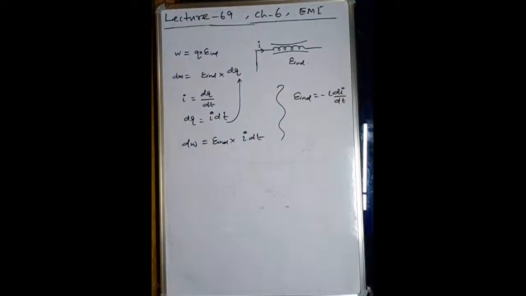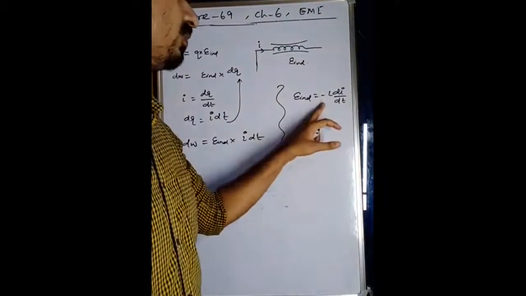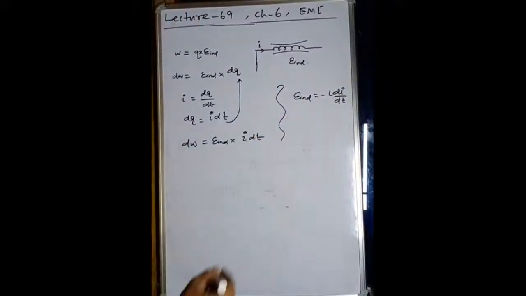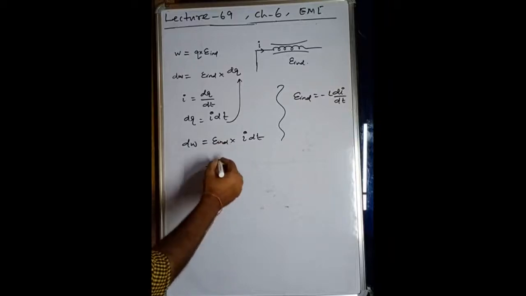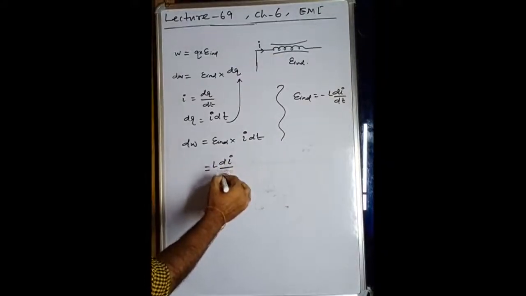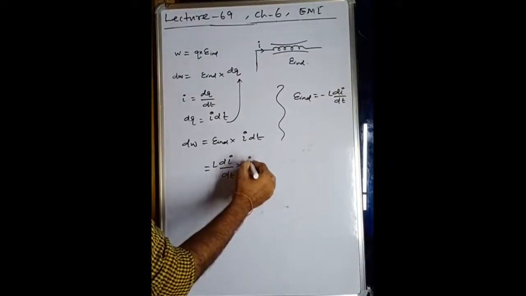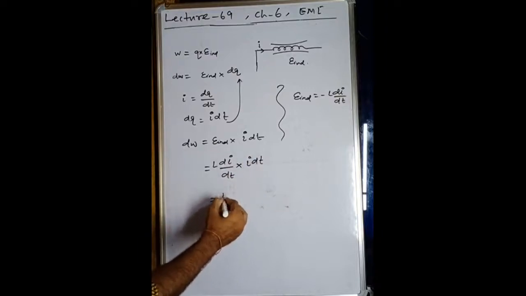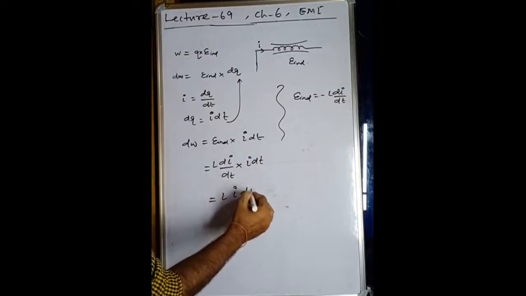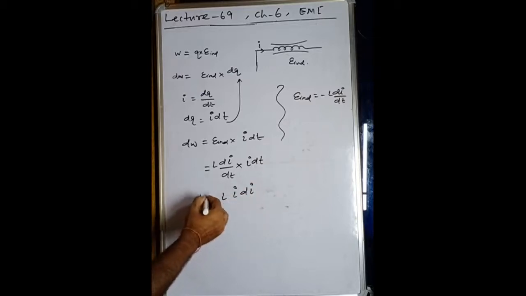Remember, this negative sign only explains the direction in which the EMF is induced. Here, L di by dt times I dt, the dt cancels out. So we will have L I di, and this is the work.